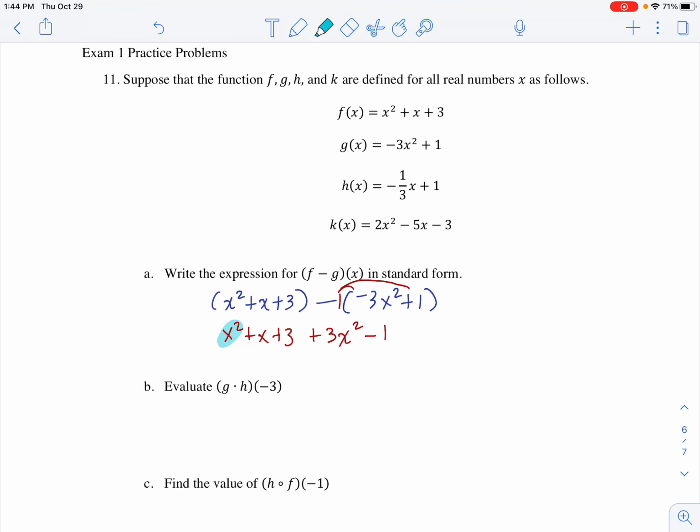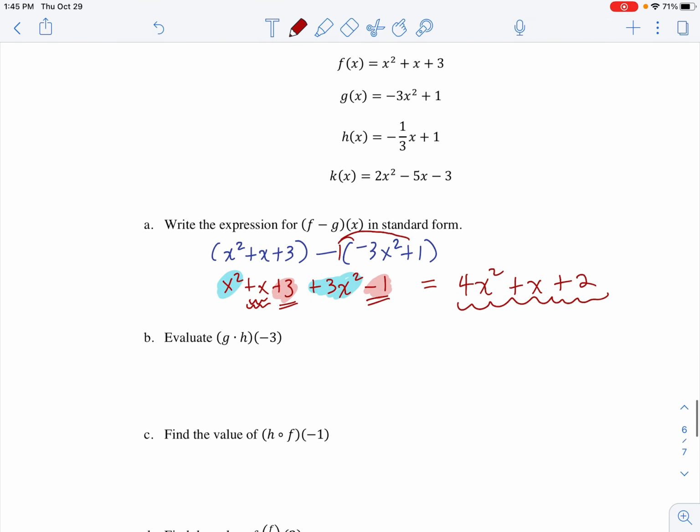So let's combine some like terms. What are some like terms? I see there is an x squared. There is a positive 3x squared. They add up to 4x squared, right? Any other like terms do we see here? I see there is positive 3 and a negative 1. But before I write that, let me first write this plus x. This one didn't have any partner, so it's just all alone. Plus x. But then if I add plus 3 and negative 1, that will get me plus 2. So here is my first answer, subtracting f minus g.